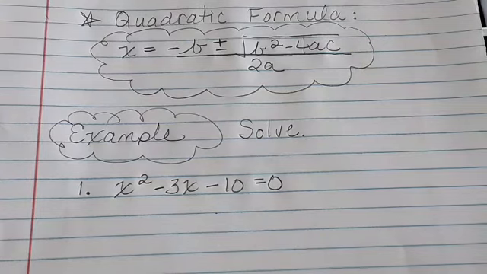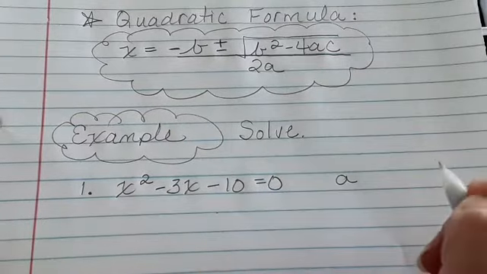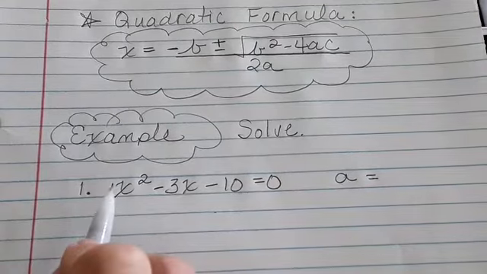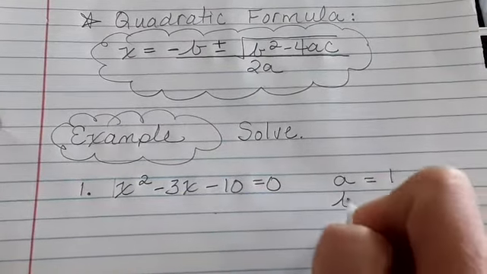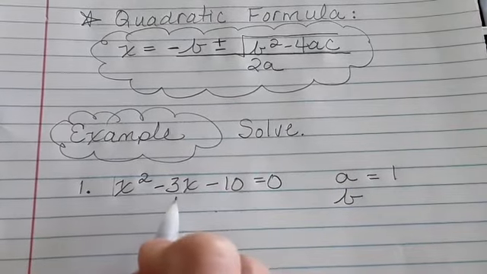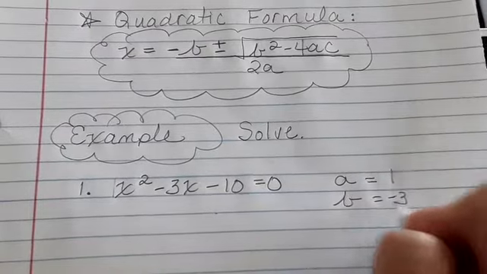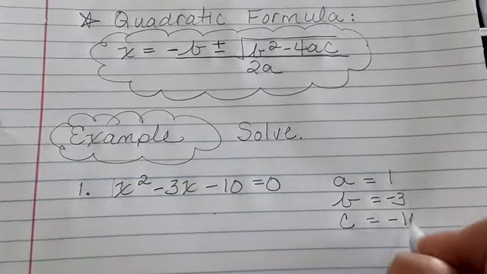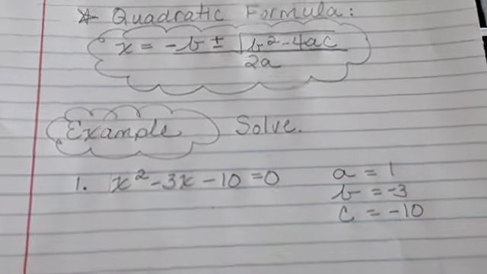So first of all, you want to make sure it's in standard form. This one is. You want to make sure it's set equal to 0. And then you need to identify your a, b, and c values. A is always the coefficient of your squared term. If you don't have one, remember you've got a 1. In this case, your b, that is the coefficient of your linear term, that's your x term, would be a -3. Your c is your constant. And be careful, make sure you put that negative with that 10. And it's just a matter of plugging in.